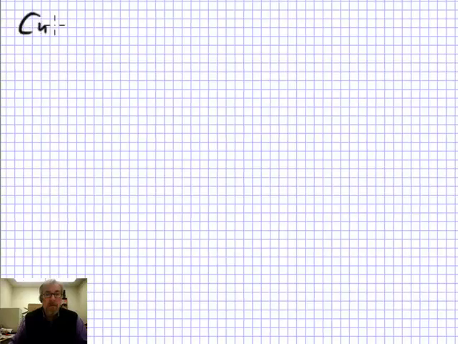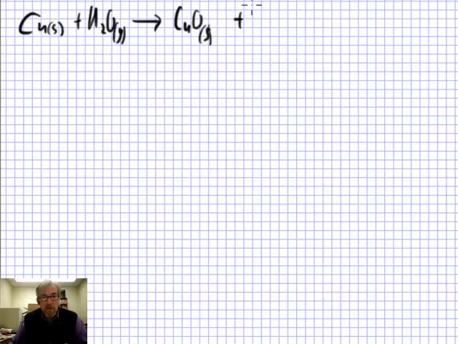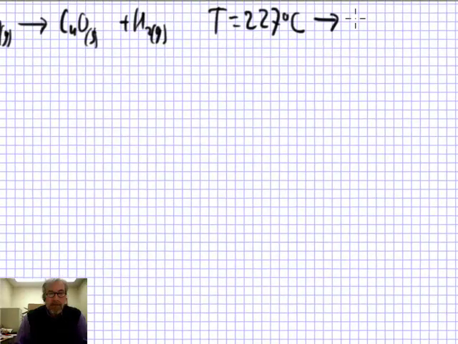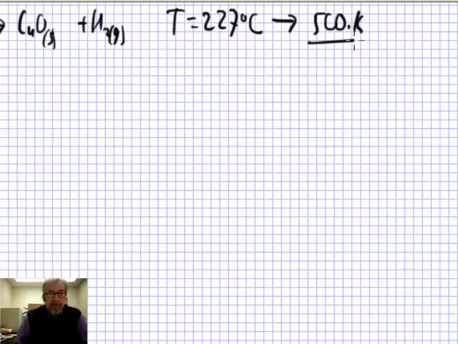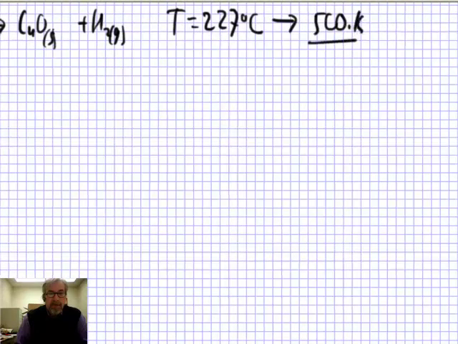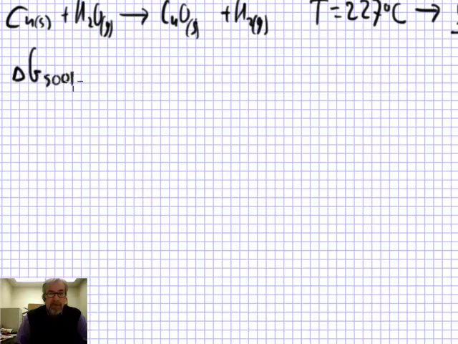So I'll just recreate my reaction here. Solid copper reacting with water vapor, producing solid copper oxide and some hydrogen gas. And the temperature here is 227 degrees C, which is 500 kelvins. So delta G at 500 Ks is going to be pretty close to delta H naught minus T, and by T we mean 500 kelvins, times delta S naught. So let's find out what delta H naught is.